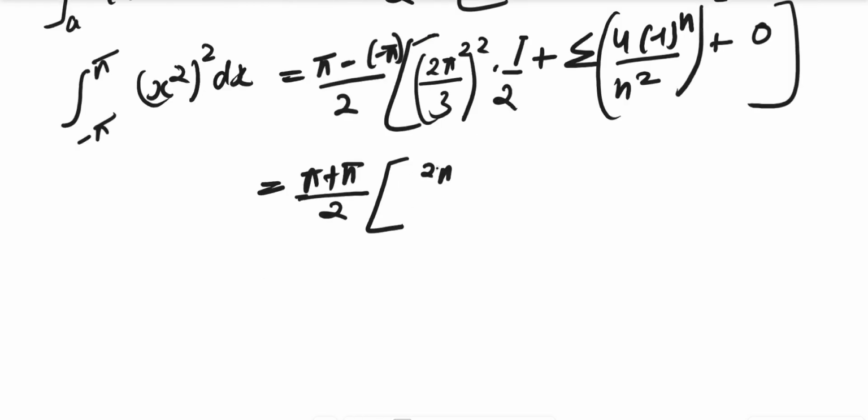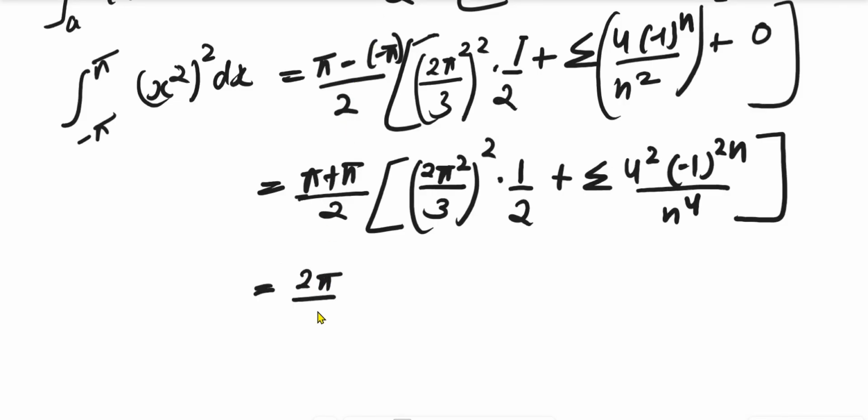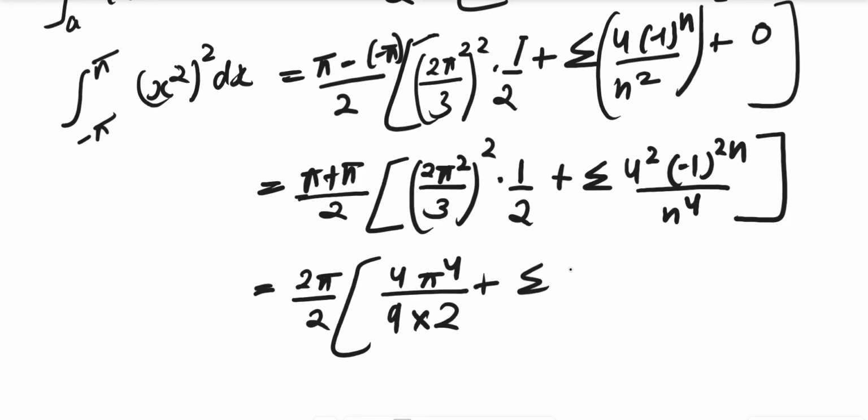So it is equal to pi plus pi divided by 2 in bracket, 2 pi square divided by 3 whole square multiplied by 1 upon 2 plus summation 4 whole square minus 1 raised to the power 2n divided by n raised to the power 4. Now it is 2 pi divided by 2 in bracket 4 pi raised to the power 4 divided by 9 multiplied by 2 plus summation 4 square is 16, minus 1 raised to the power 2n, which is even, so it is 1 divided by n raised to the power 4.